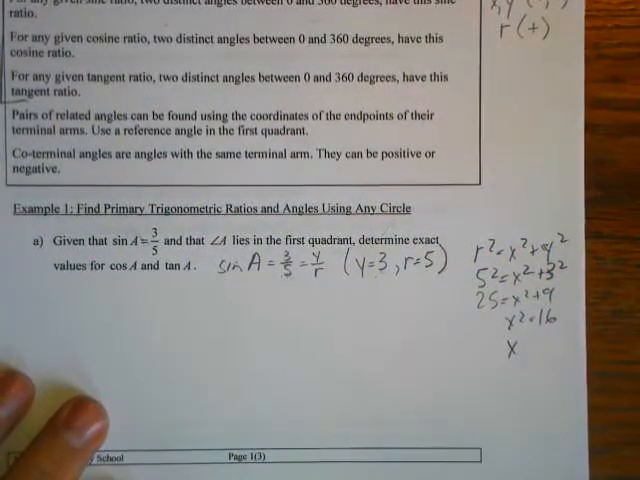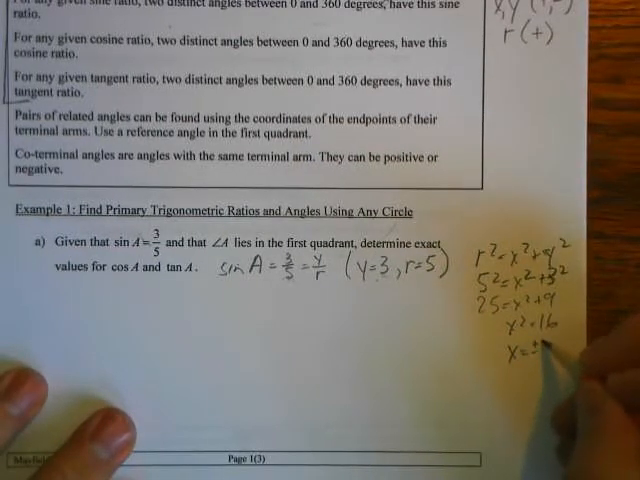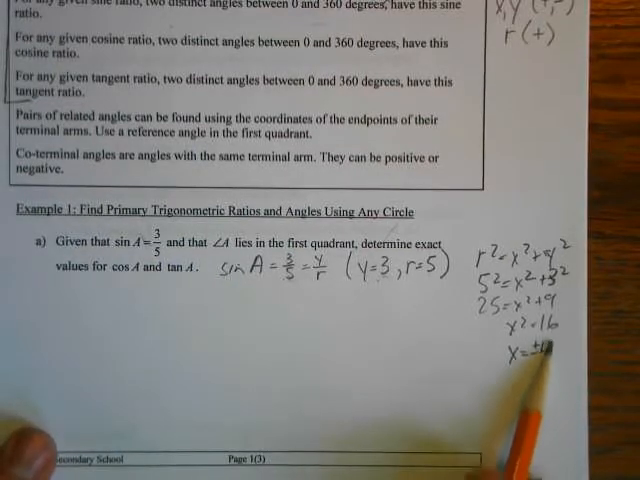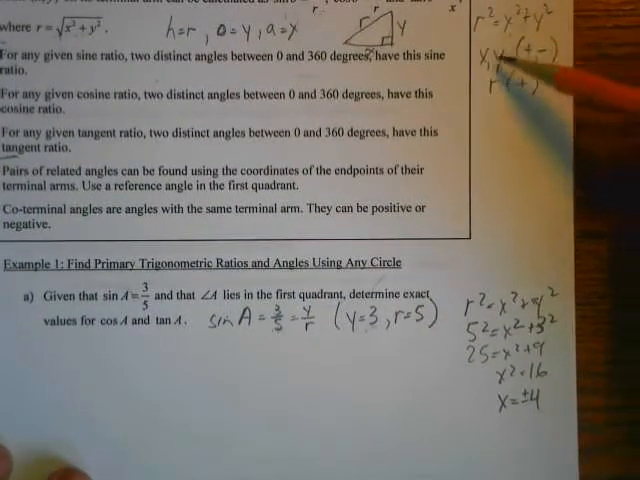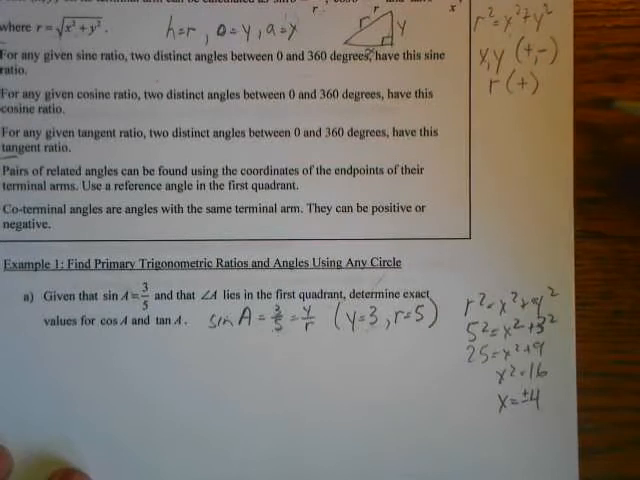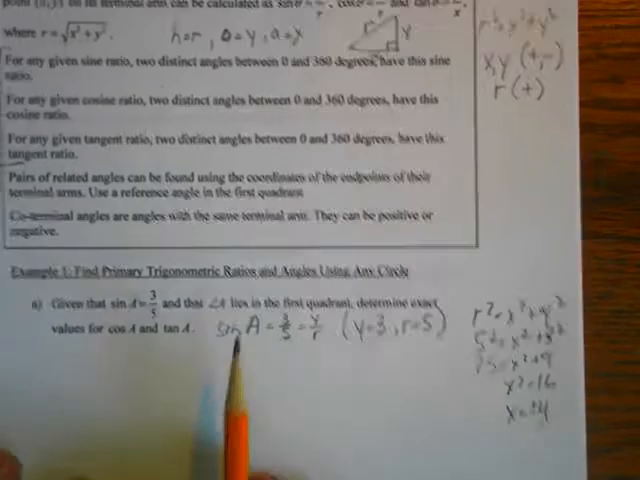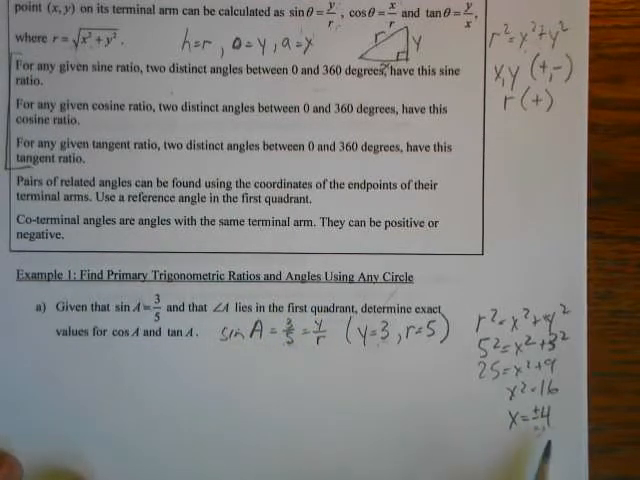Okay, now when you take the square root of 16, most people just say, oh, that's 4. But it's actually two values. It's plus or minus 4. And we have to consider that because x actually can be positive or negative 4. We know that. We've talked about that before. X and y can be positive or negative. So we'll work with that for now. However, that piece of information they gave us about being in the first quadrant will take away one of these options.